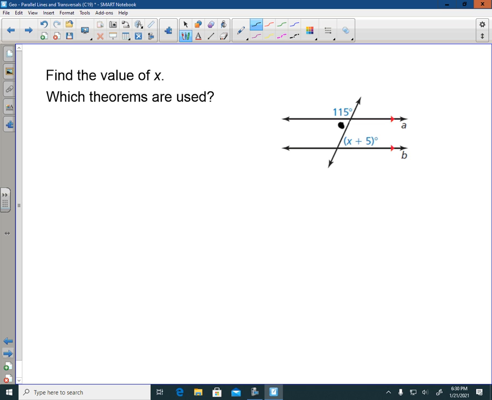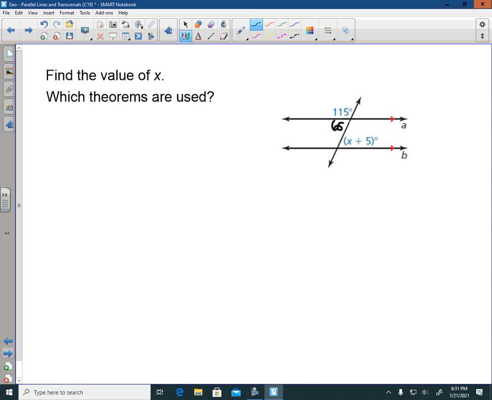We sure can. The reason why is because it's a linear pair with this 115. And what we know about linear pairs is that they're all supplementary. So those two have to add to 180. So if we take 180 and we subtract 115, we get the measure of that angle. It is 65. We know that that angle is 65.